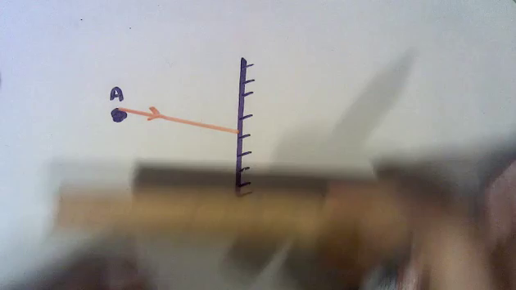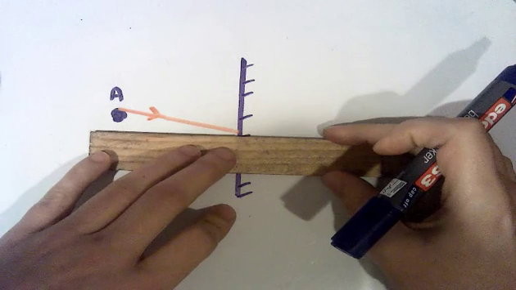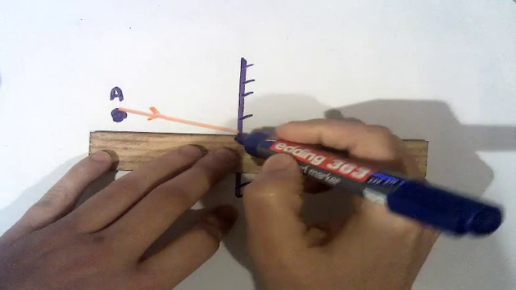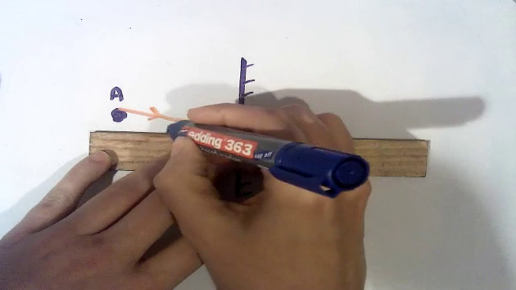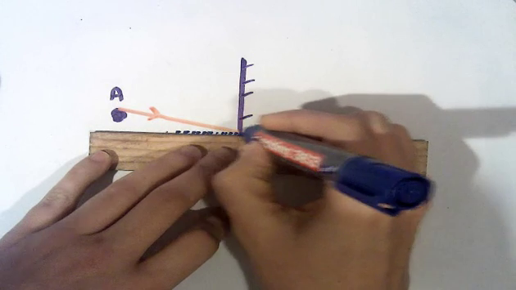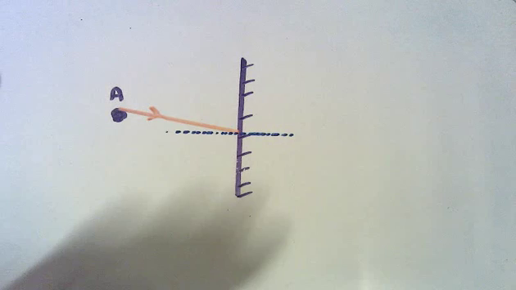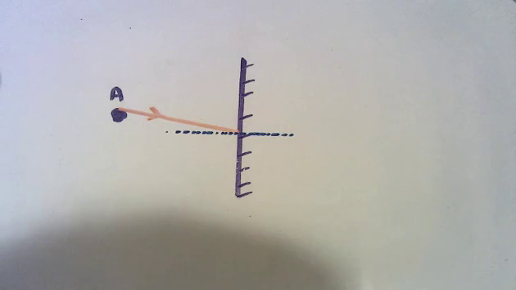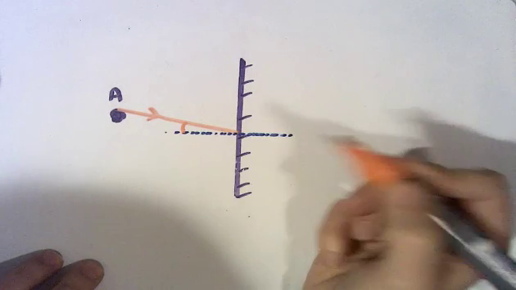Now the next thing we're going to do is draw in our normal line. So where that ray hits the surface of the mirror, I'm going to draw in a normal line. Remember, that normal line has always got to be at 90 degrees to the surface of the mirror, and we always draw that in as a dotted line. Okay. And then the next thing we're going to do is measure, using a protractor, this angle here, and that's our angle of incidence.